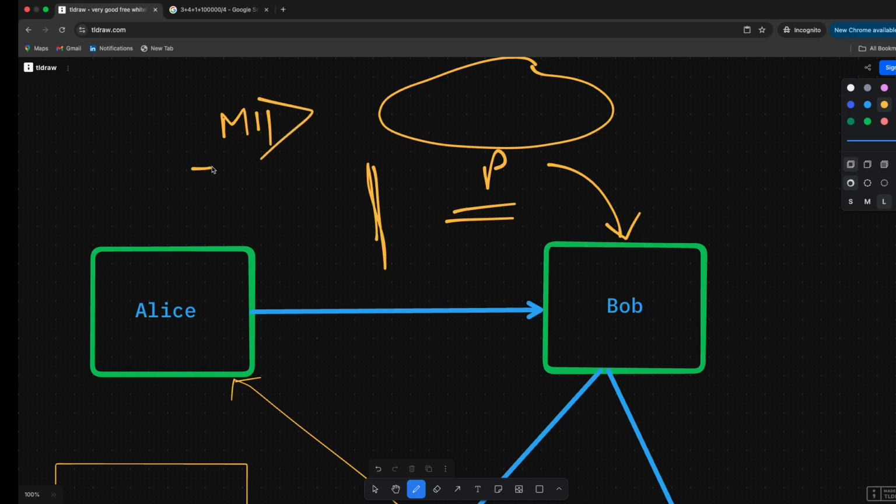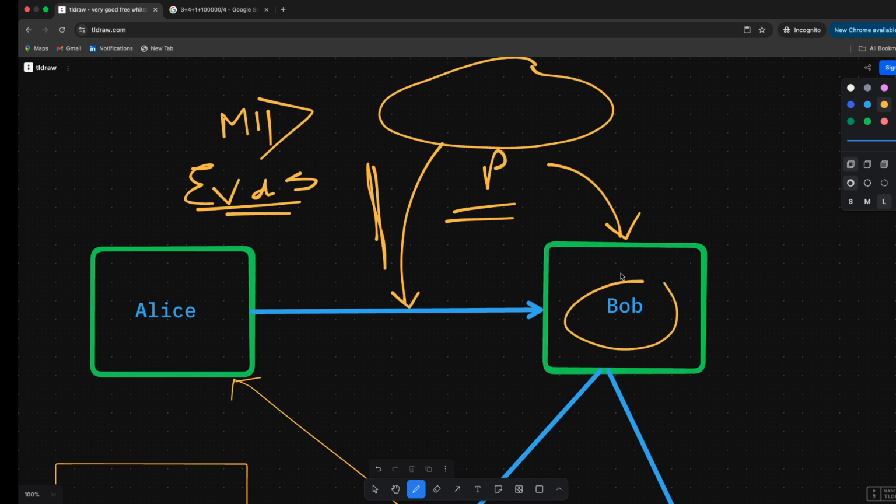Even if somebody is eavesdropping here, or listening to this unsecured channel, the person does not have access to the private keys, so the message still cannot be decoded. So asymmetric cryptography basically solves the problem of eavesdropping and the man in the middle attack, right? That is still a prevalent issue in symmetric cryptography.